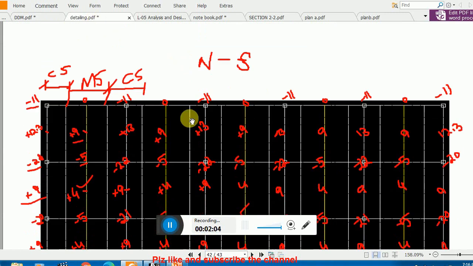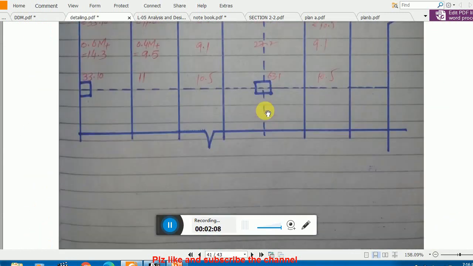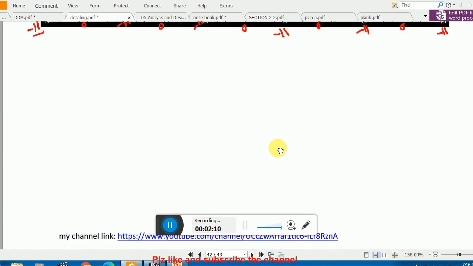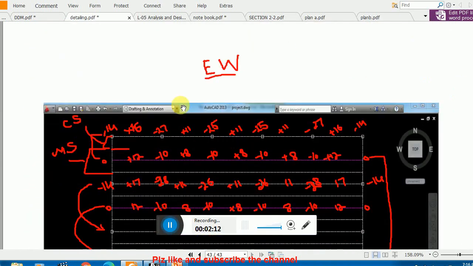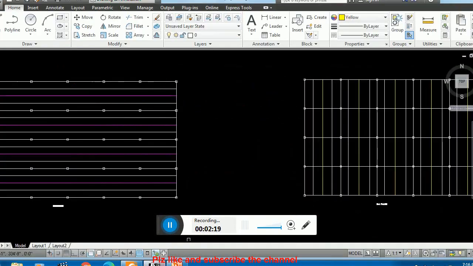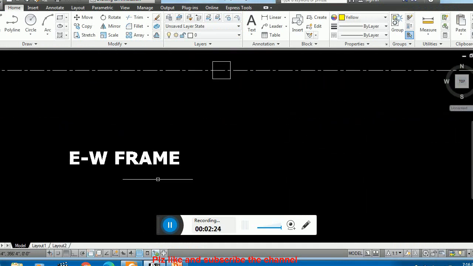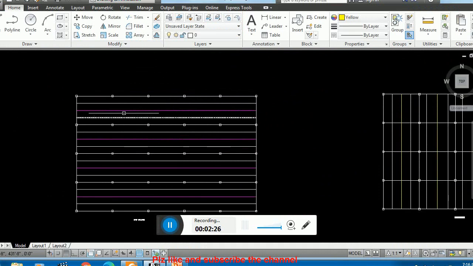In the north-south direction we categorized these moments in lecture number 6, and similarly in lecture number 6 in the east-west direction. Okay, and remember, this one is basically our, let me show you here, this is our EW frame. Here you see the EW frame.